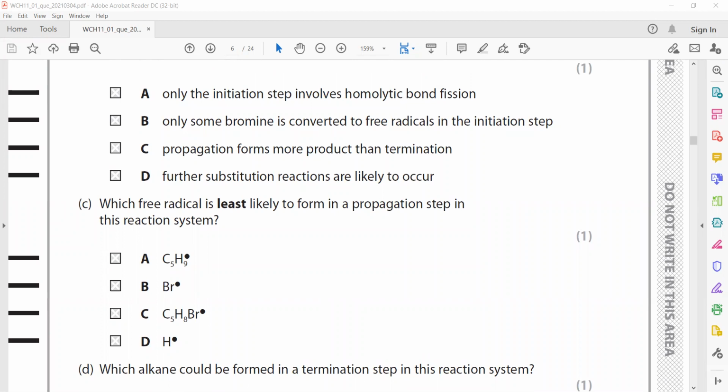So how can we work out which free radical? Because a hydrogen free radical is not produced in this way. The carbon and hydrogen bond does not break due to this ultraviolet light.